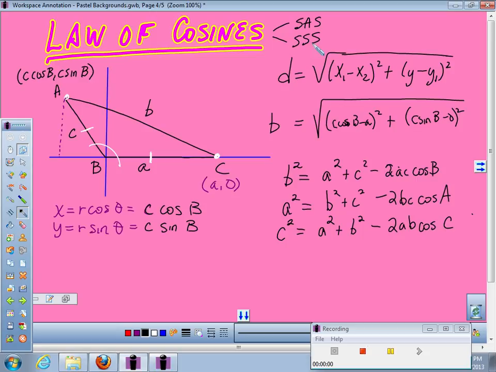These are the three different versions of the law of cosines. But like I said, as soon as you work a couple problems, you don't even have to really know the formula because you're just going to follow what numbers to fill in where. It just makes sense. But that is your law of cosines.